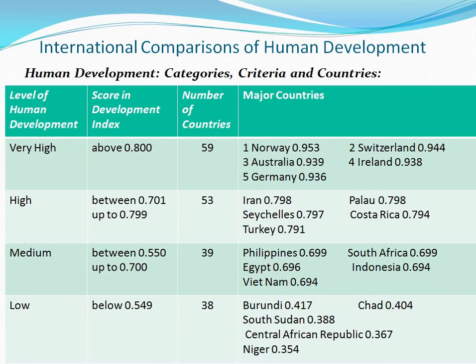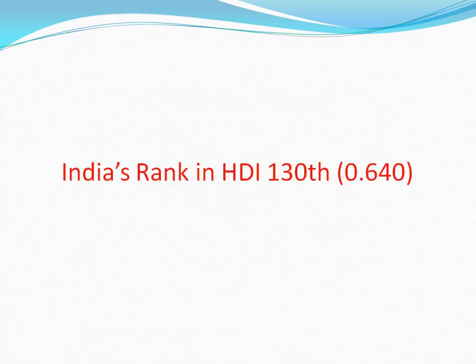And the last category, low level of human development, which range or score is below 0.549, and 38 countries fall in this category. And in this category, the lowest ranked country in the world in terms of human development is Niger. Other countries that fall in this category are Burundi, Chad, South Sudan, Central African Republic. Is it clear? Okay. Where does India come?